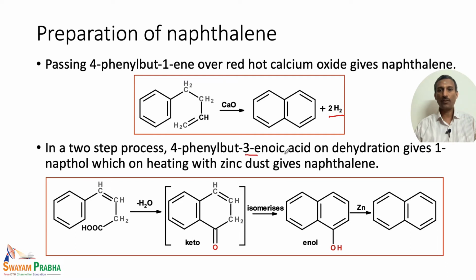4-phenyl-but-3-enoic acid on dehydration gives the corresponding keto derivative. So, this keto derivative undergoes tautomerization to give the corresponding enol derivative, and this enol has the hydroxy unit. That means this is nothing but the naphthol, 1-naphthol, and this 1-naphthol on treatment or heating with zinc dust leads to dehydroxylation, removal of this hydroxy unit, that leads to the formation of the naphthalene derivative. So, this is one of the methods by which we can actually make naphthalene.